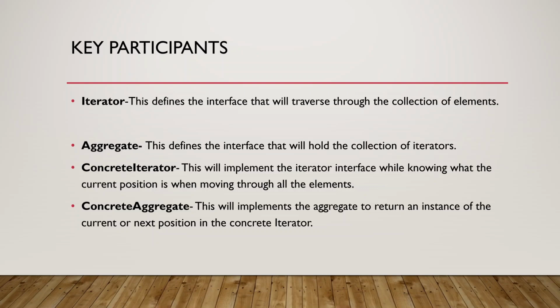The concrete iterator implements the iterator interface. It's going to know what the current position is while moving through all the elements, so when it's moving through every element, it knows what's next. The concrete aggregate will implement the aggregate to return an instance of the current or next position in the concrete iterator.